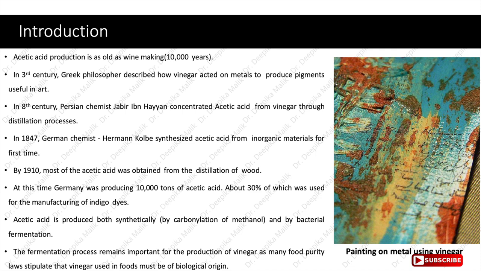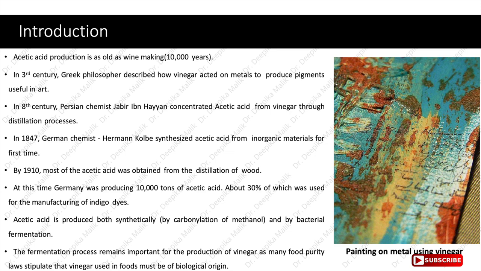At this time, Germany was producing 10,000 tons of acetic acid, about 30% of which was used in the manufacturing of indigo dyes. Acetic acid is produced both synthetically by carbonylation of methanol and by bacterial fermentation. The fermentation process remains important for the production of vinegar, as many food purity laws stipulate that vinegar used in foods must be of biological origin.